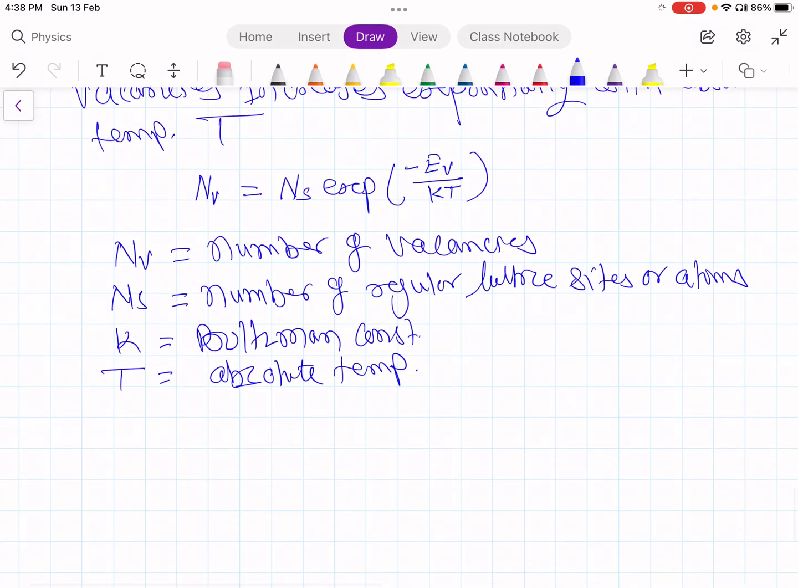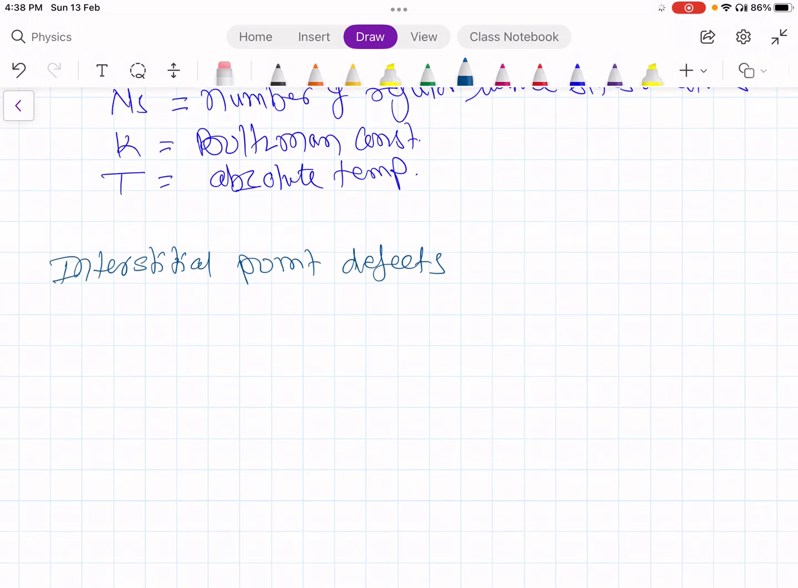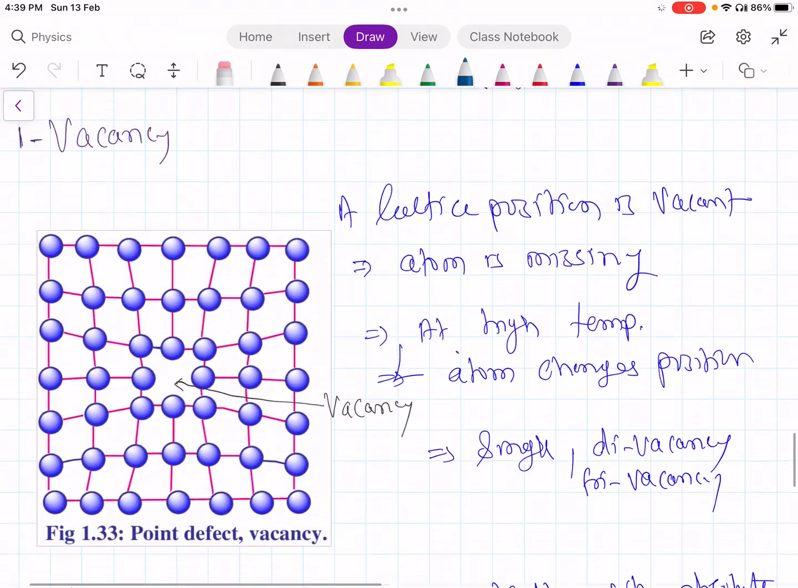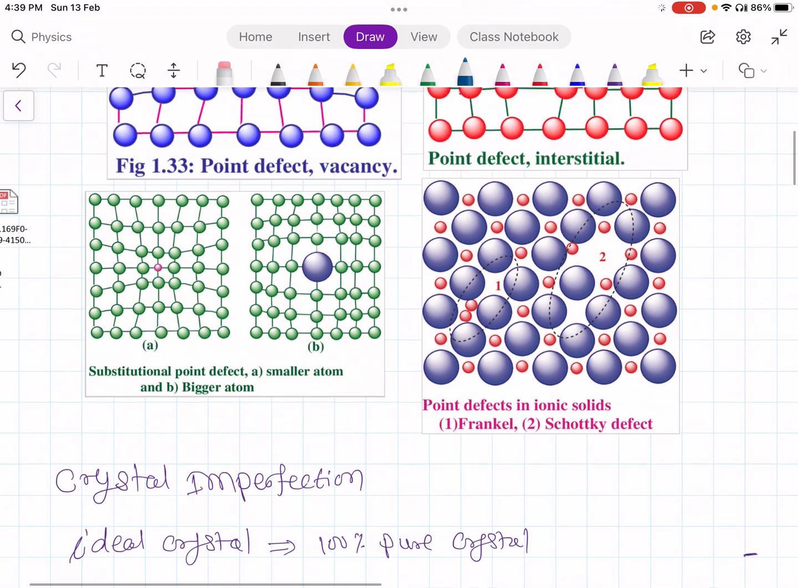Then we will go to our next point defect, which is the interstitial point defect. Let me show you the diagram for that. You know what the interstitial is? Interstitial position is that position between the lattice sites, somewhere in the lattice sites. It's not a regular site. It is somewhere in between the lattice sites. And some atoms occupy that position.